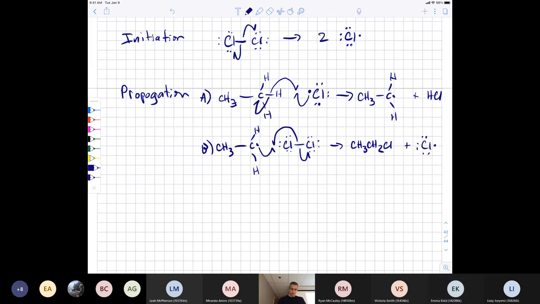So propagation step A started with the chlorine radical, finished with the ethyl radical. Step B starts with that ethyl radical and finishes with a chlorine radical. So that chlorine radical can then go do step A again and go around and find a new molecule of ethane and do step A over again, make a new ethyl radical, which can then find another Cl2 and do step B again. So these two steps, A and B, just keep happening one after the other until either you run out of starting material or you get a termination step.